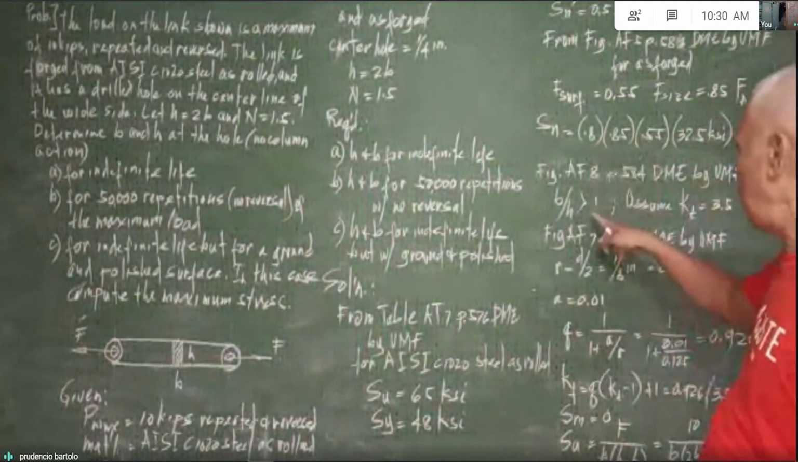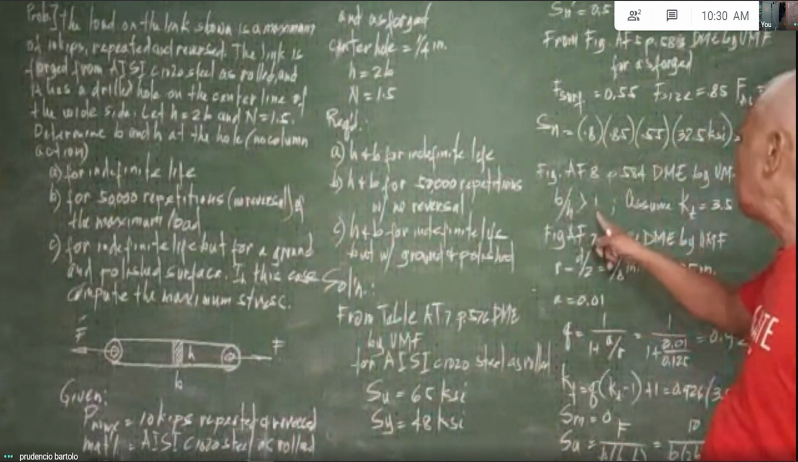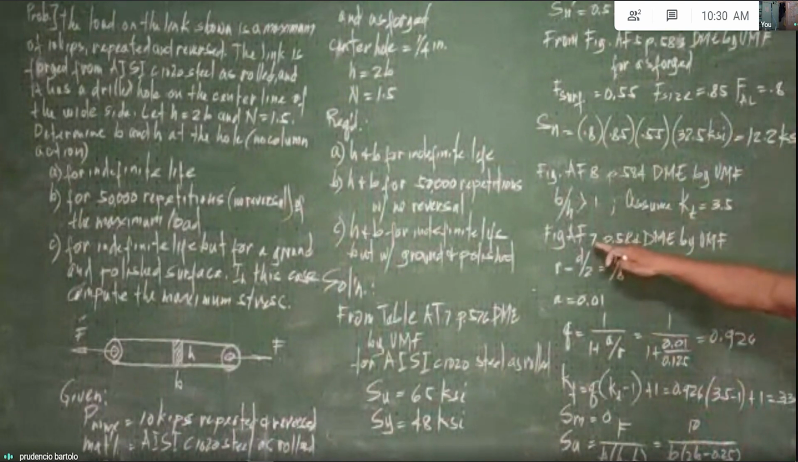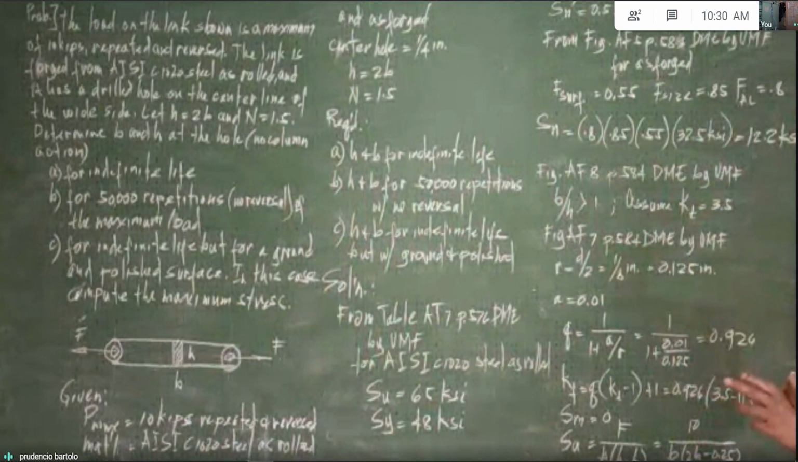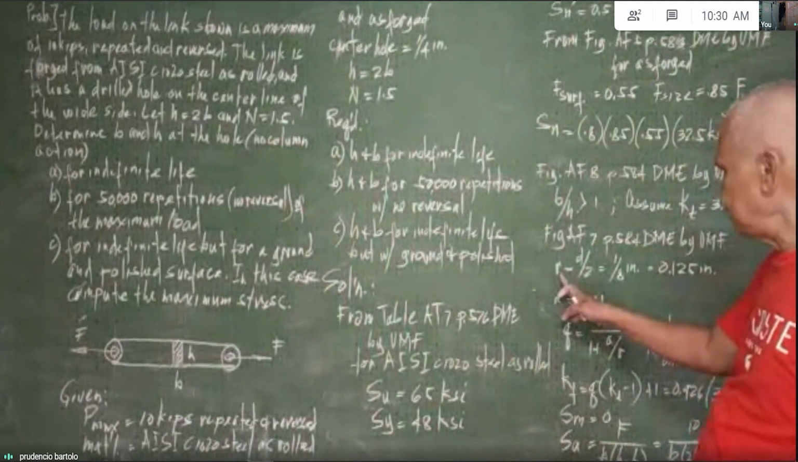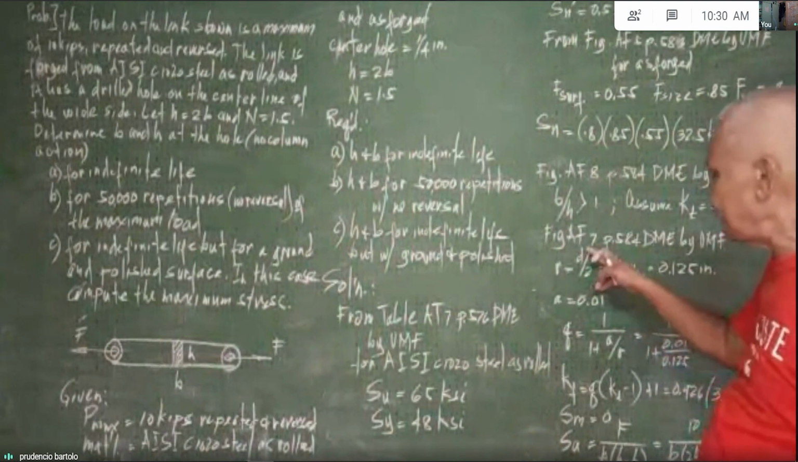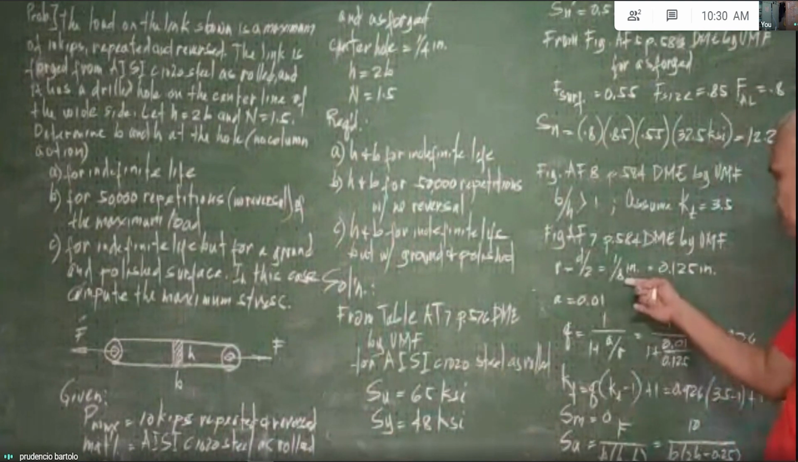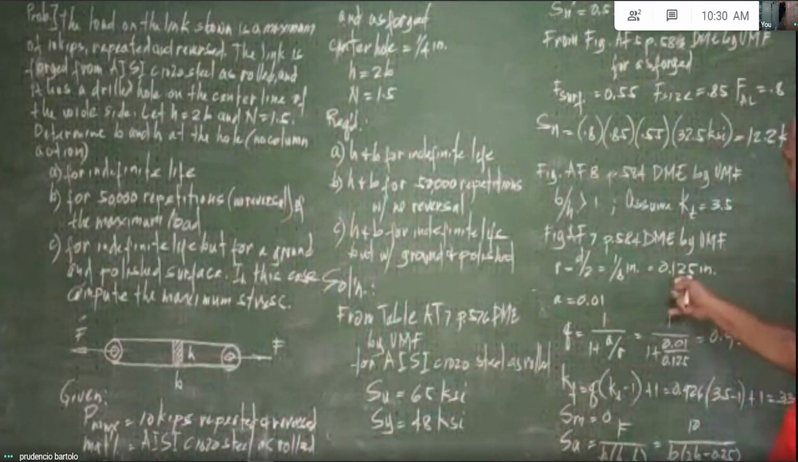For a drilled hole where B over X is greater than 1, we assume KT at 3.5. From figure AF7, page 584 of Design of Machine Elements by Virgil Moring, where R is equal to P over 2. R is the radius of curvature, P is the diameter of the hole, divided by 2, that will be equal to 1 over 8 or 0.125 over 3.